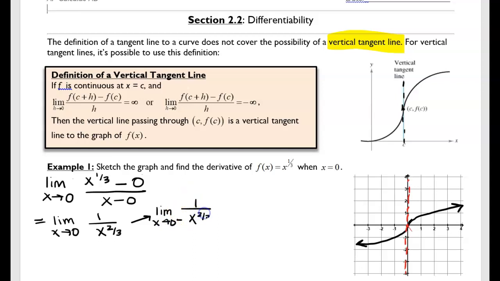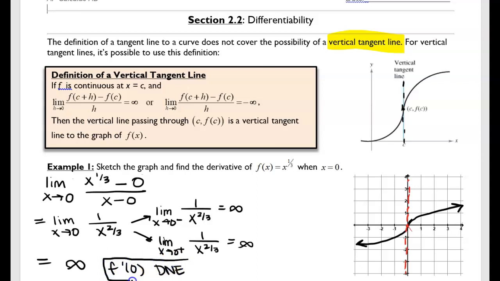Think about plugging in a number a little to the left of 0, like negative 0.1. If I take the cube root and then square it, I will end up with positive infinity. Same idea if I take the limit as x approaches 0 from the right: plug in a number a little bigger than 0, and I will get positive infinity. So that means this limit is equal to positive infinity. And so that tells us this is f prime of 0 that we set up, and f prime of 0 does not exist.